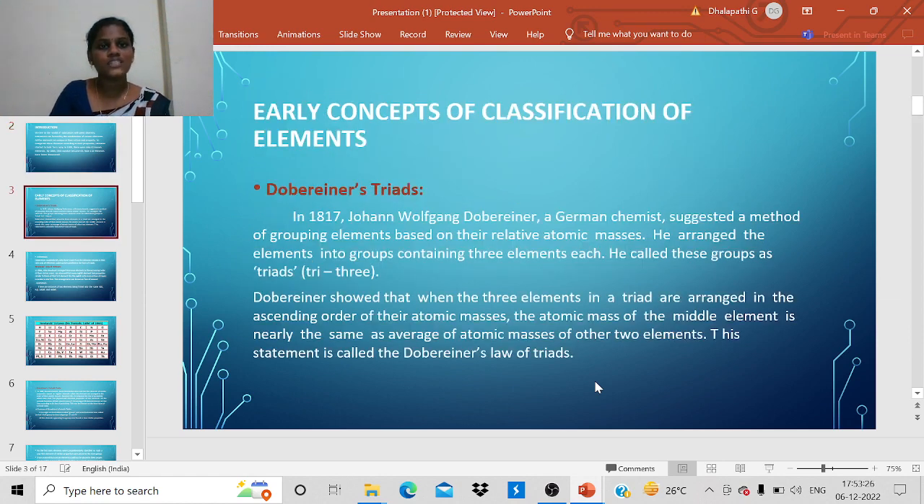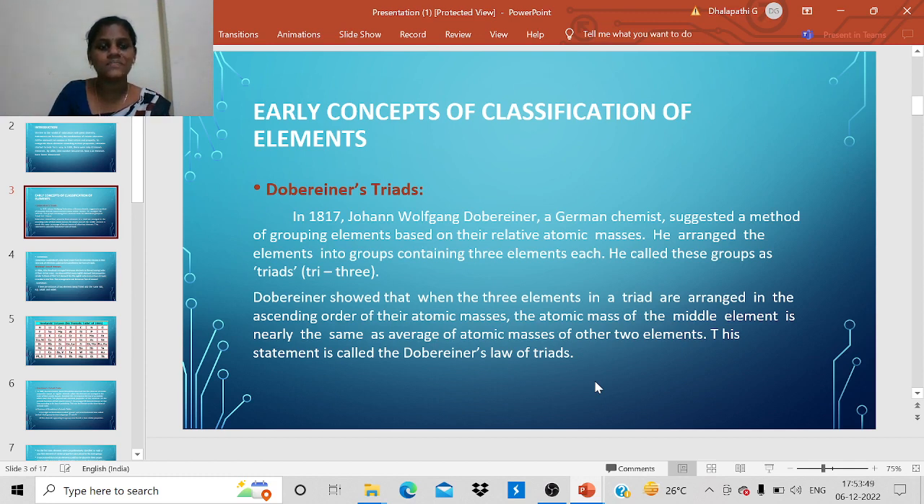Early concepts of classification of elements. First one is Döbereiner's triads. In 1817, Johann Wolfgang Döbereiner, a German chemist, suggested a method of grouping elements based on their relative atomic masses. He arranged the elements into groups containing 3 elements each. He called these groups triads.